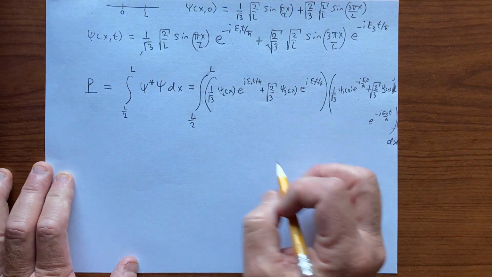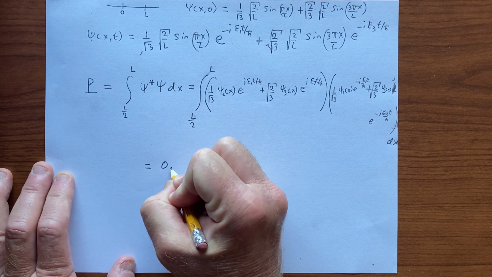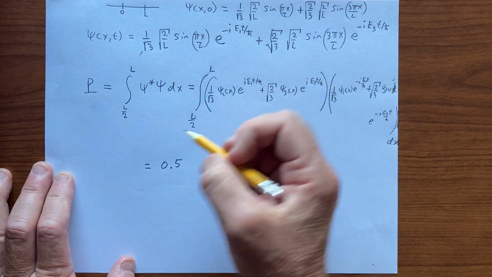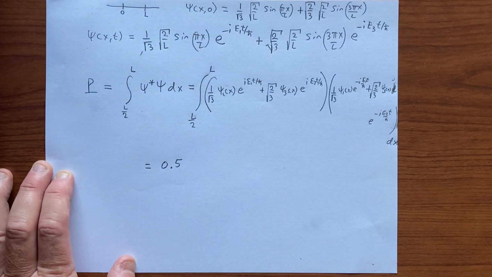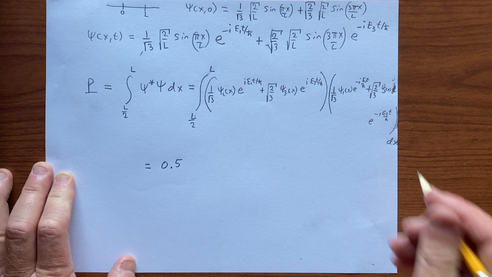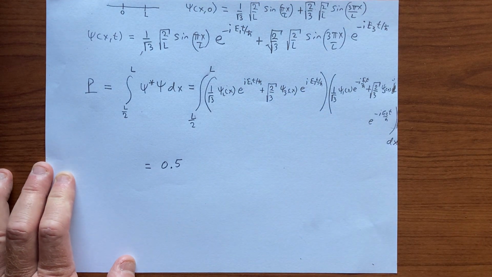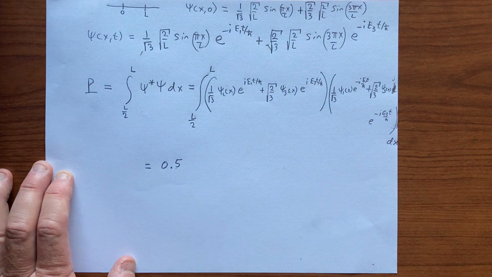So it must be true that this reduces to 0.5. The same is true, obviously, from 0 to L over 2, because of the parity of the function. So we don't have to do the calculation. There's clearly time dependence there, but it's not a time dependence in the probability of finding it on 1/2 of the well.